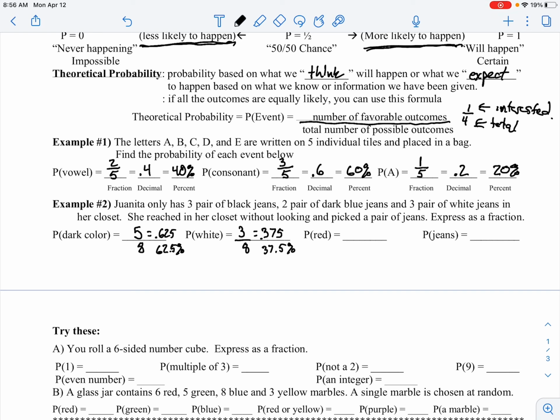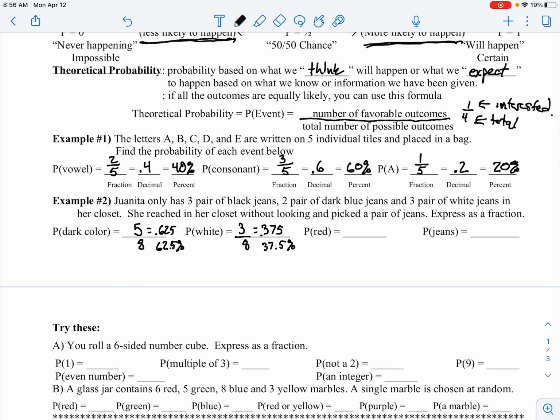All right, now what's the probability she draws a pair of red jeans? Well, does she have any red jeans? No, they're all black, dark blue, or white. So the probability of drawing red is going to be 0 because red jeans don't exist in her closet. That is impossible.